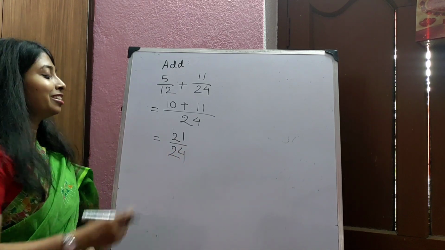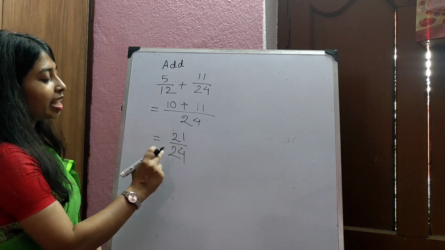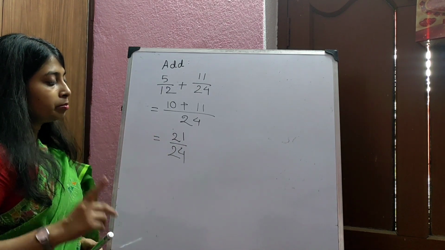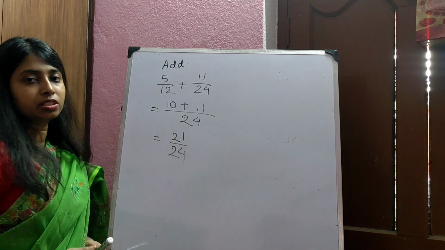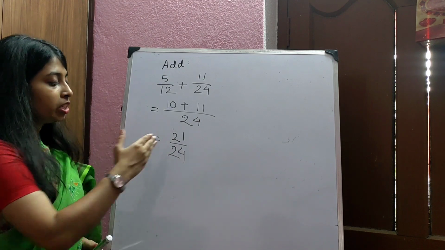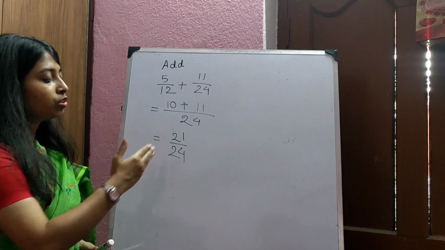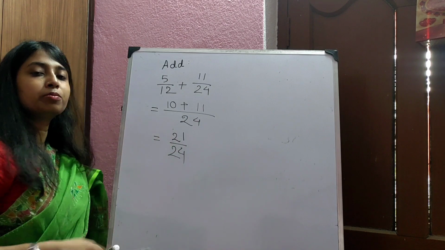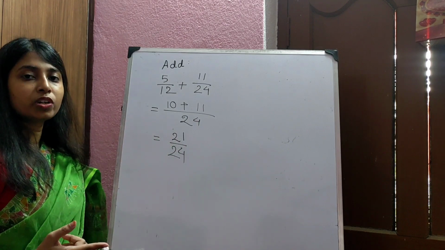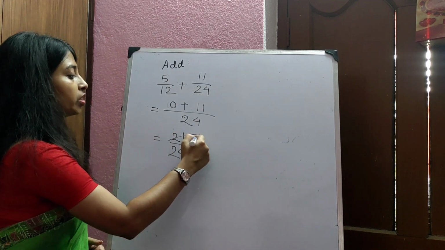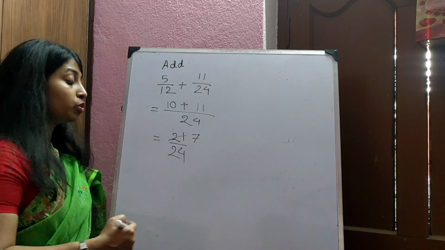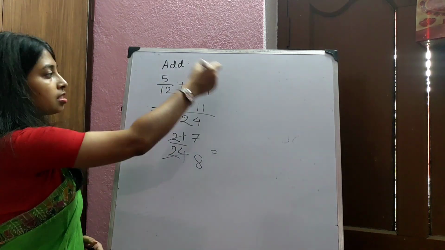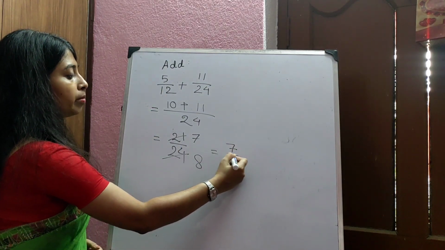Okay, this is not our answer because 21 and 24 can be cancelled. 21 and 24 have a common number which can divide both these numbers. What is that? 3. 21 is there in the table of 3. 24 is also there in the multiplication table of 3. So we can cancel these two numbers by 3. Now 3 into how much is 21? 3 into 7 gives us 21. 3 into how much is 24? 3 into 8 gives us 24. The simplified answer of this expression will be 7 by 8.